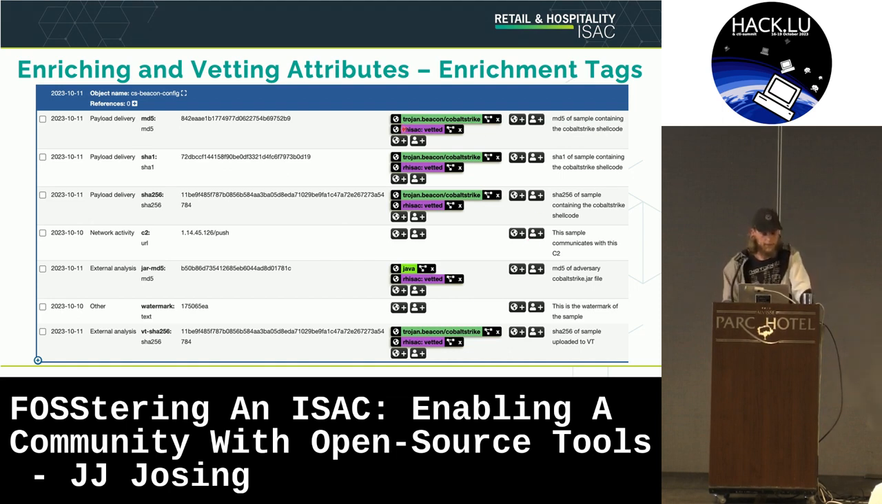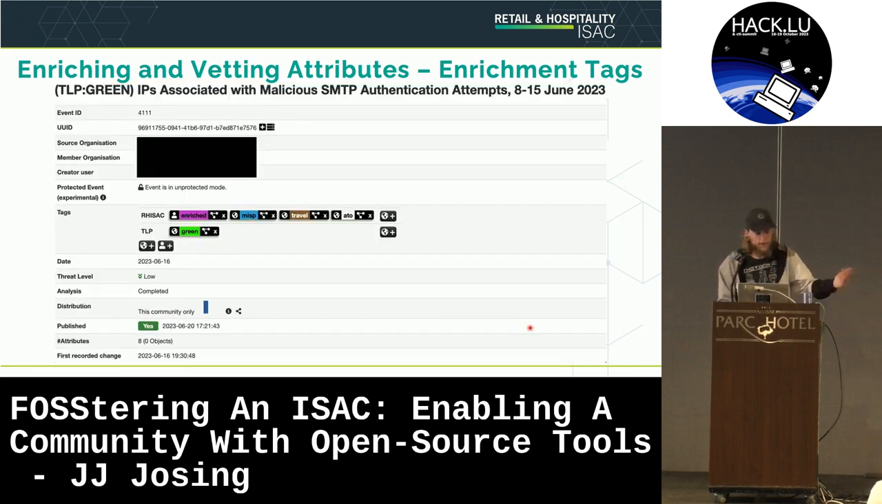And here you can see some of these file hashes. These are the popular threat classification labels from VirusTotal: Trojan, Beacon, Cobalt Strike, Java, etc. And here are some IPs associated with malicious SMTP authentication attempts.